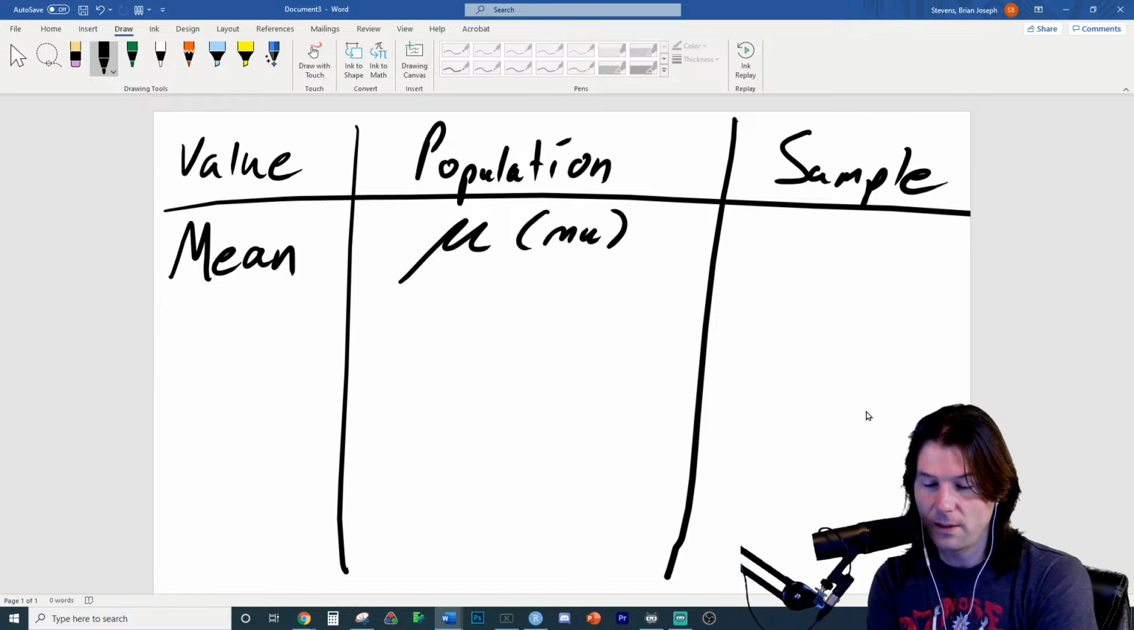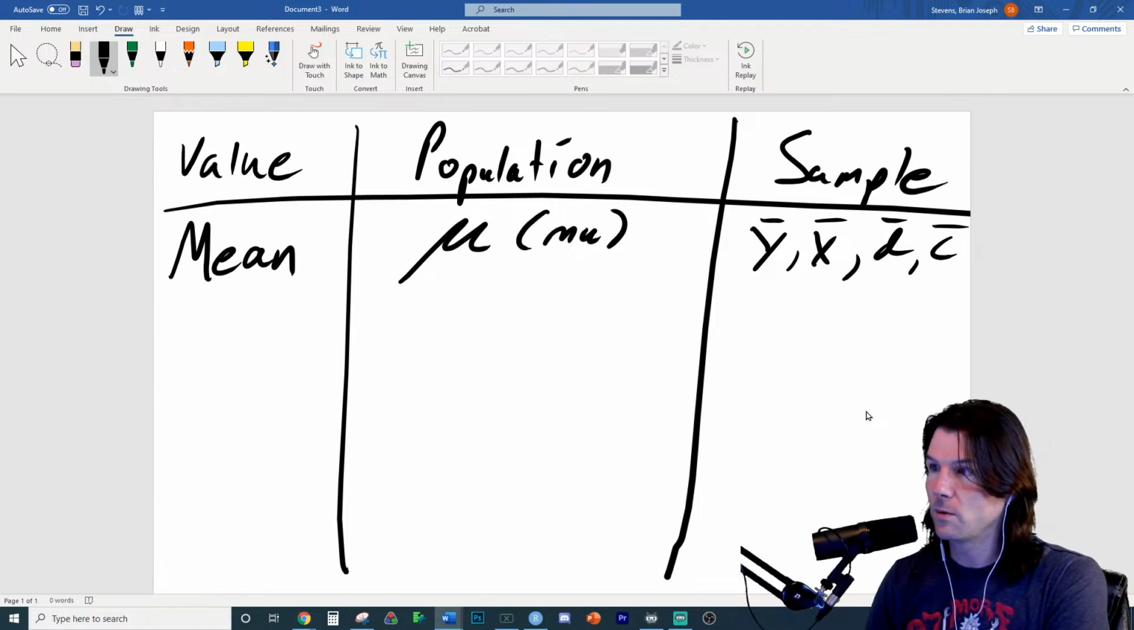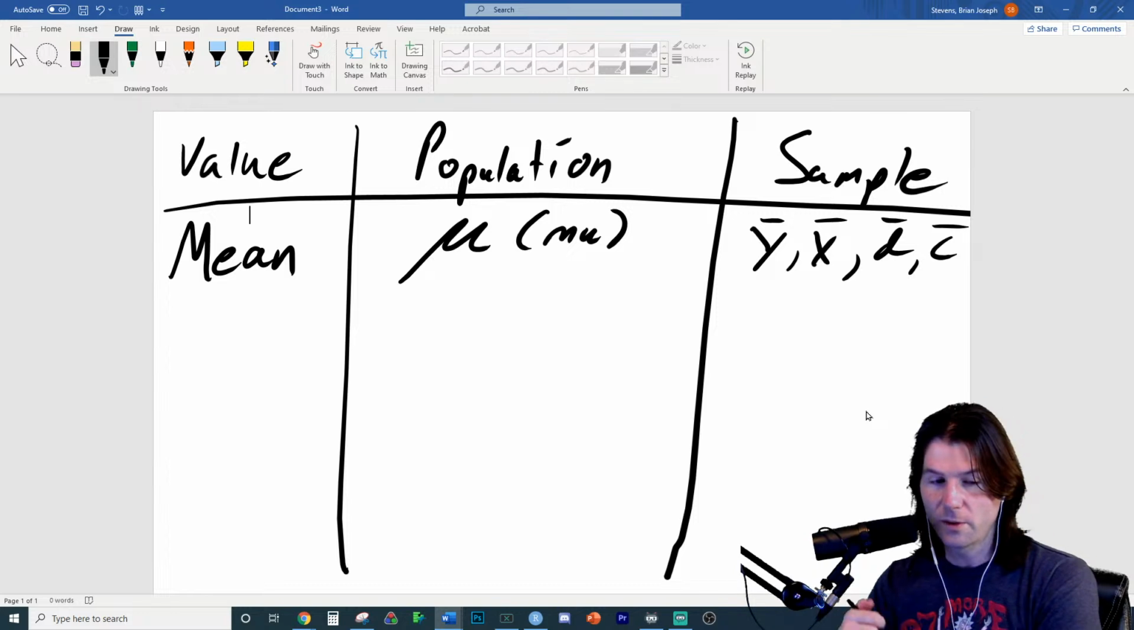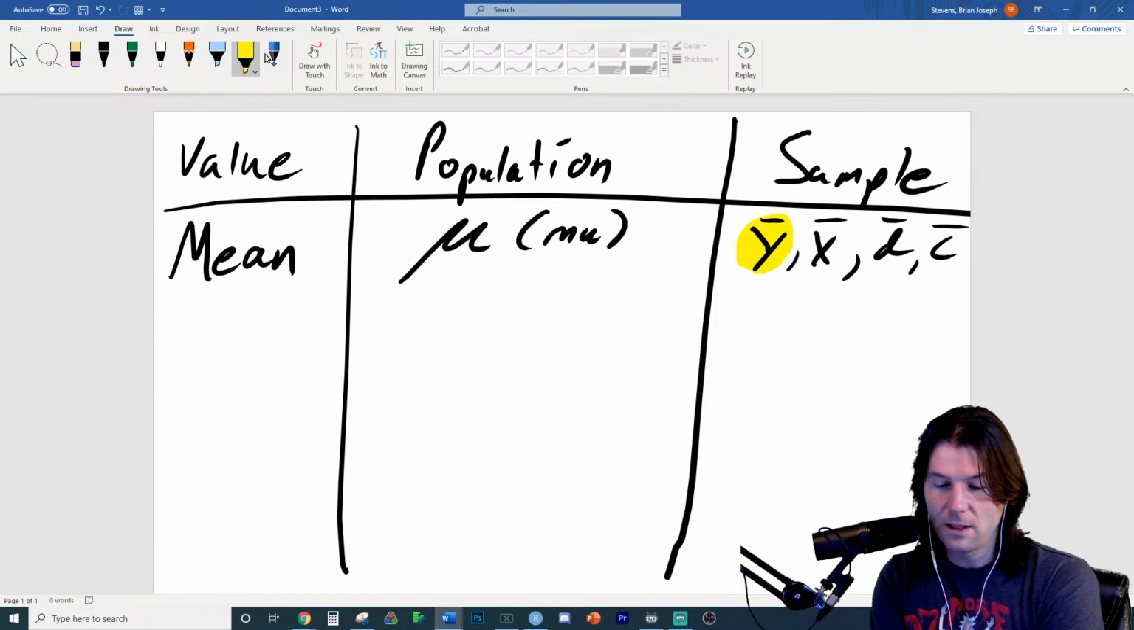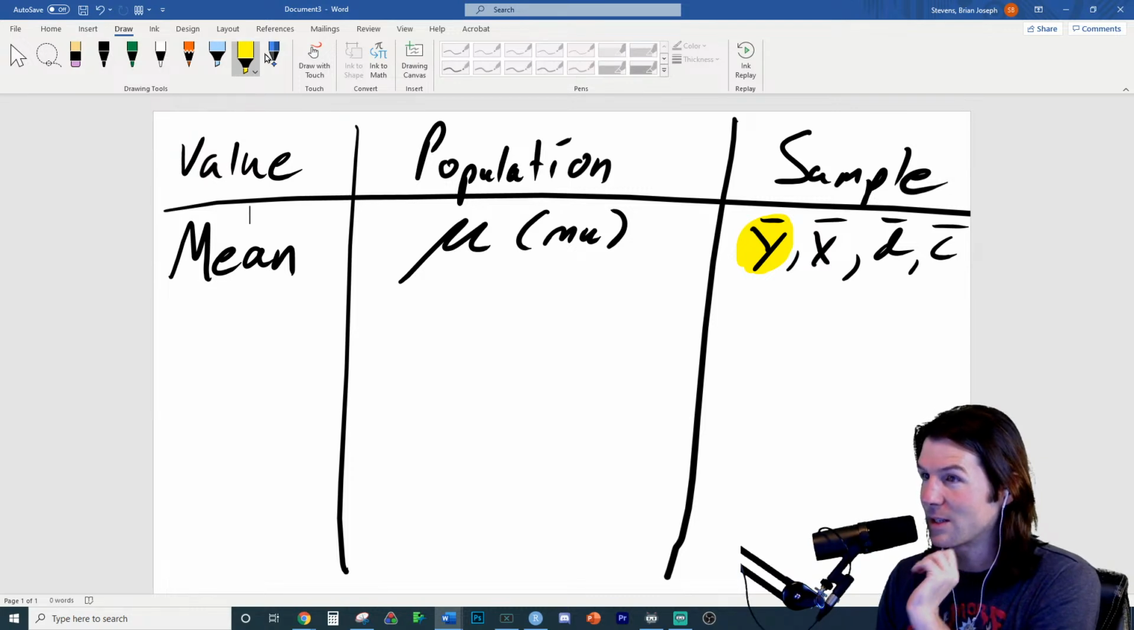And so then the sample is going to be, we usually use y bar, but it's just a bar over it. Any of these right here mean the mean of that variable. We only really use y bar, but any of these would work technically. We'll do standard deviation next, but x bar is the mean of the x variable, d bar is the mean of the d variable, c bar is the mean of the c variable. We don't use those letters.